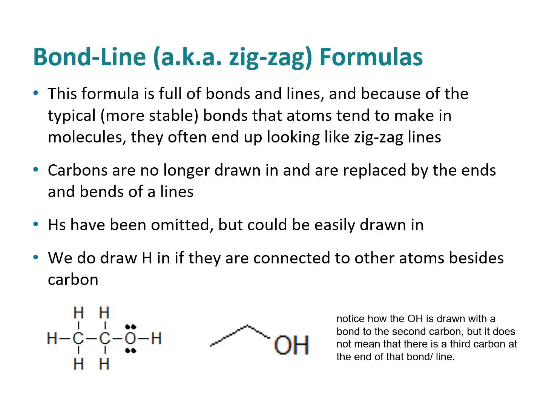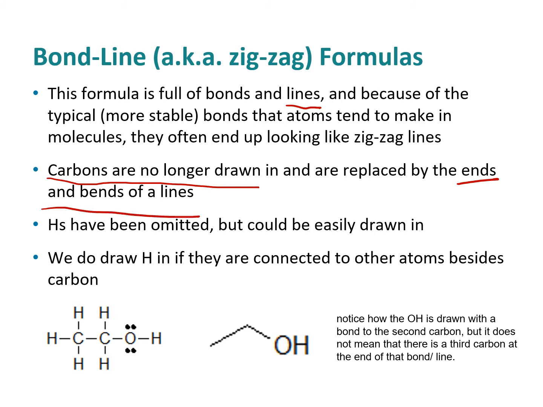And these are the bond line, aka zigzag formulas. So you can call them zigzag, I don't mind, or just bond line formulas. So this type of formula has nothing but lines, and what it ends up showing is the bonds between carbon atoms. So carbons are actually no longer drawn, and instead they're replaced by the ends and bends of a line.